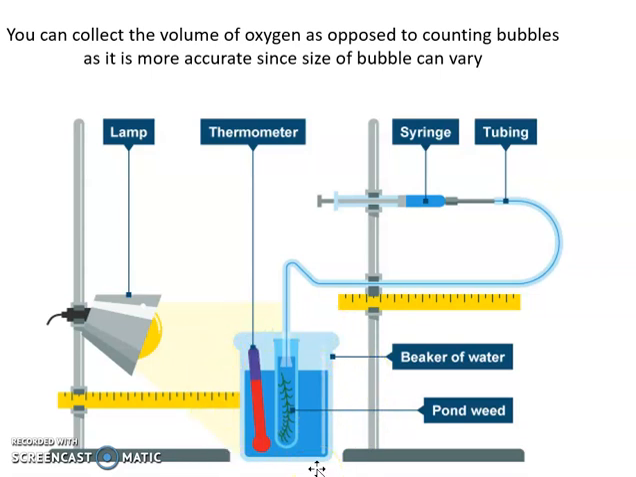And we could also change the mass of sodium bicarbonate that's added here, which would allow us this time to measure how carbon dioxide affects the rate of photosynthesis.